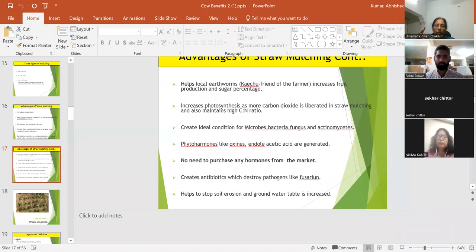What is that CN ratio? It is the carbon to nitrogen ratio, and all the dry matter will supply the carbon. As we have seen, lignin and cellulose are nothing but carbon, hydrogen and oxygen. Hydrogen and oxygen is water, and carbon is the organic carbon that gets supplied to the soil, right? So the CN ratio is maintained.